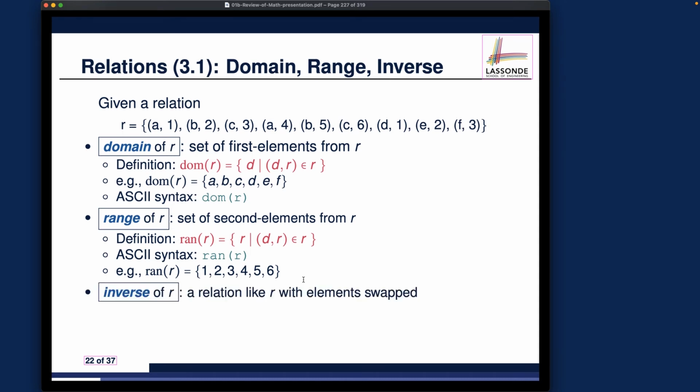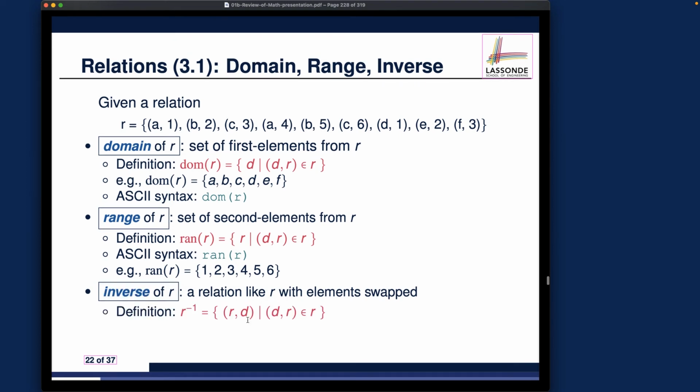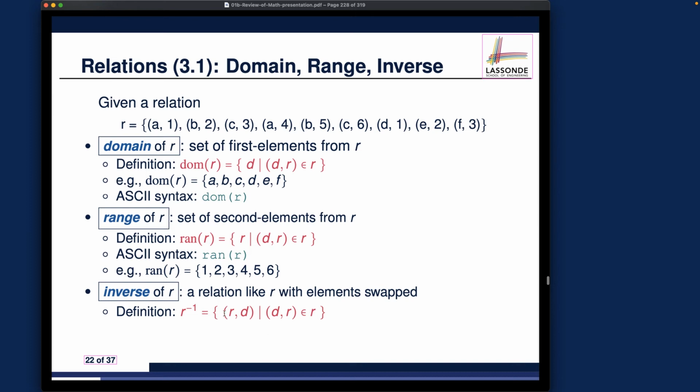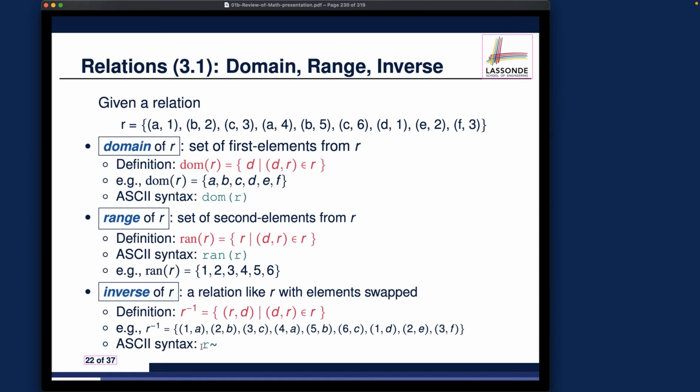And another one is about the inverse. It really does what it is written literally: you're going to take the inverse. But how do we do that? Informally, we are going to swap the first and second elements of every ordered pair that's in the relation. So it's going to be the pairs (r, d) such that (d, r) is in the relation. Mathematically speaking, you're going to say R to the power of minus 1, which might be what you have learned in your earlier math course. This will be the result I'm going to compute together with you, but the ASCII syntax will be R tilde.